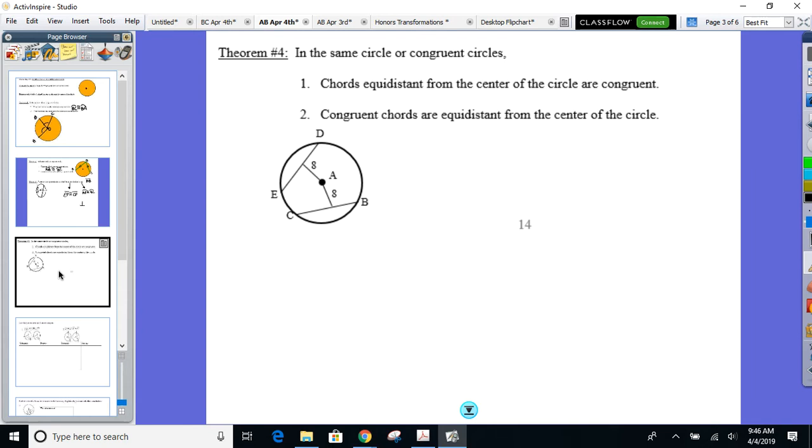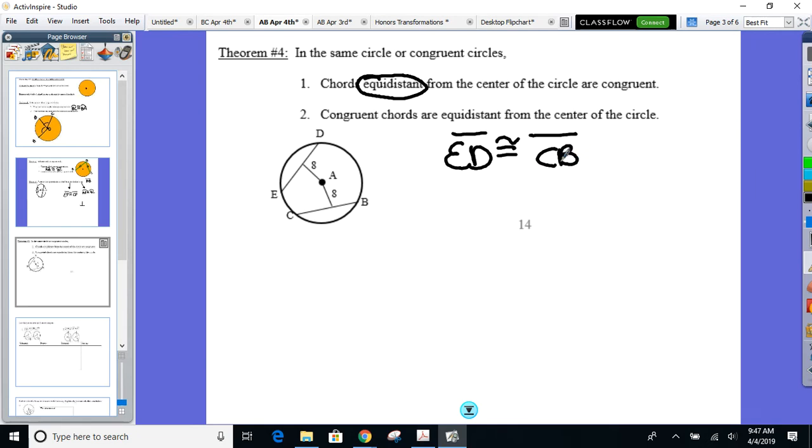Oh, we used a big boy, big girl word here too. Theorem, I wish. Chords equidistant from the center, meaning same distance from the center. If you have two chords that are the same distance from the center, like take a look here. Everyone see chord BC and chord ED? How many units away from the center A is it? 8. If two chords are the same distance from the center, they are congruent. So in this case, chord ED is congruent to chord CB because they're both equidistant.